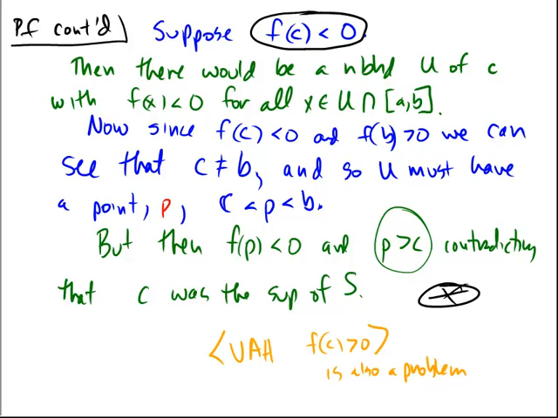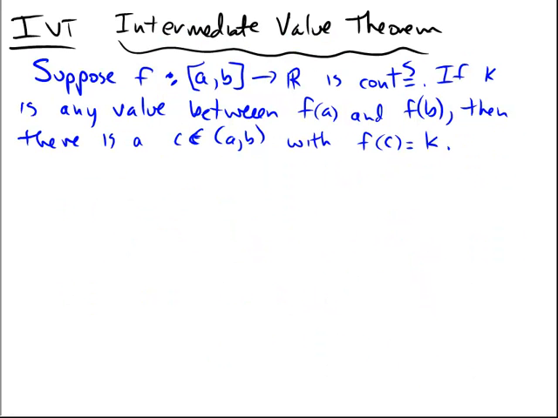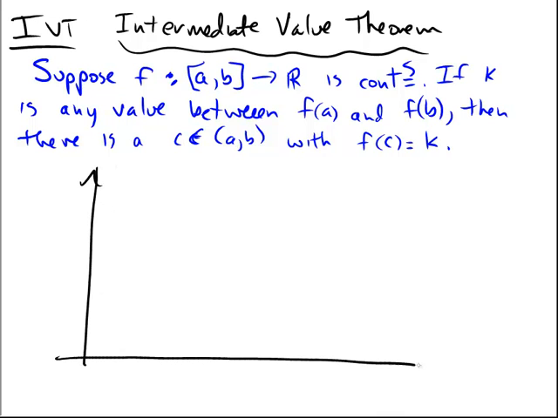Okay, and with that argument, now we can prove the big intermediate value theorem, big famous theorem from calculus. If we have f as a function going from this compact set [a,b] into R, and we know that it's continuous, then if k is any value that's in between f of a and f of b, then there has to be a c in the open interval from a to b with f of c equaling k.